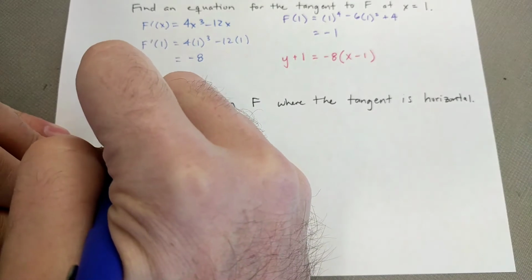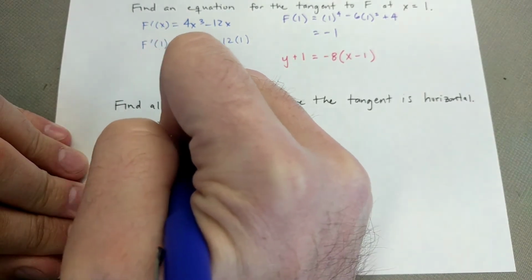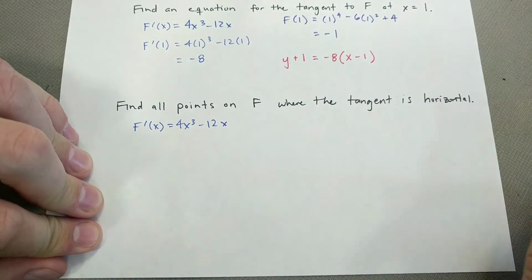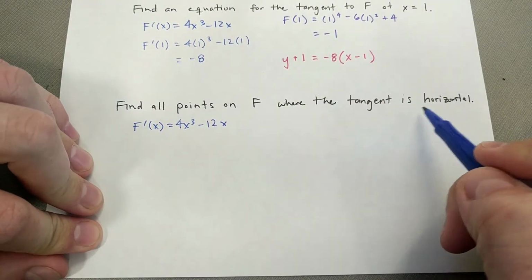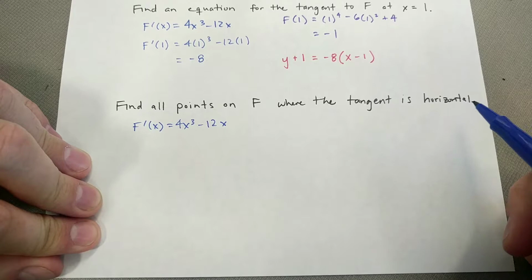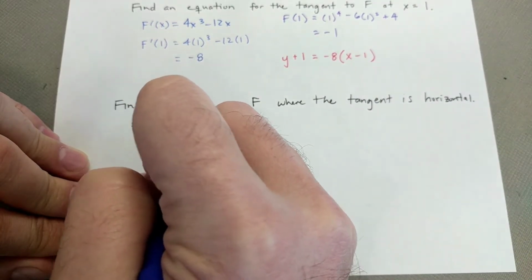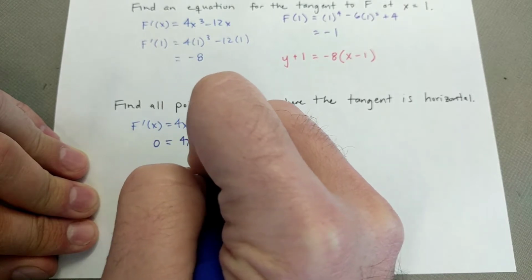First off, let's find the derivative. We already found it. I'm just going to rewrite it again. I'm not literally re-finding it again. And so now I'm going to do some decoding. If the tangent line is horizontal, I know the slope of it is 0.